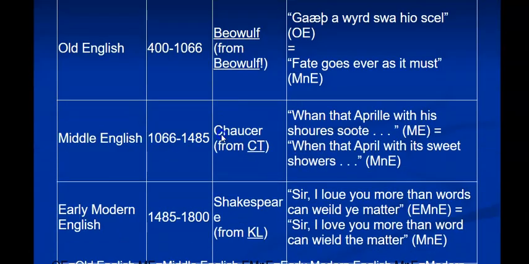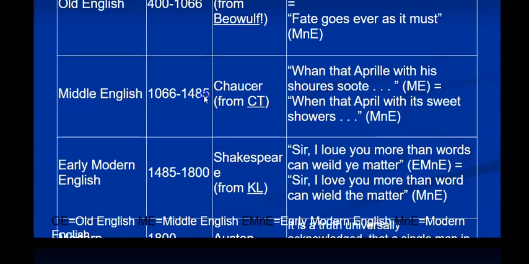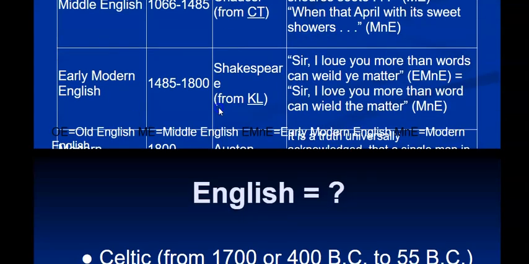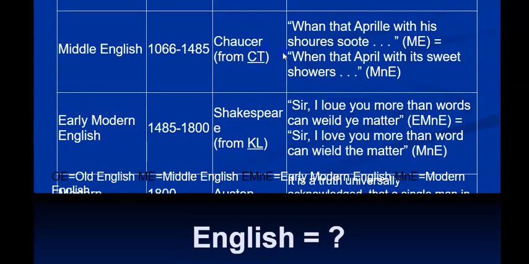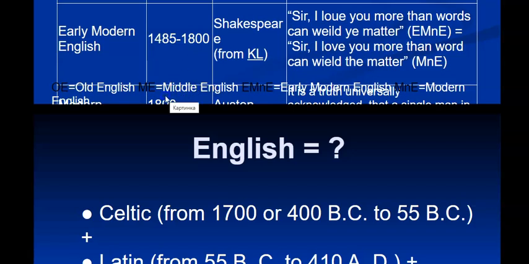So, in this table you can see the periods of Old English, Middle English, and Early Modern English. The Old English period will be from 400 to 1066, the Middle English from 1066 to 1485, and the Early Modern English beginning from 1485. Shakespeare's from here. So Chaucer is Middle English, and Early Modern English will be Modern English also.